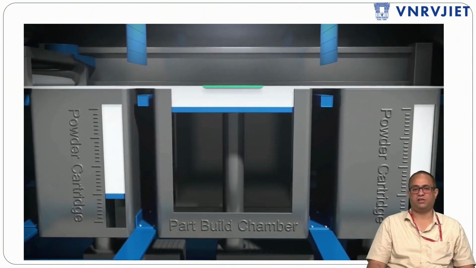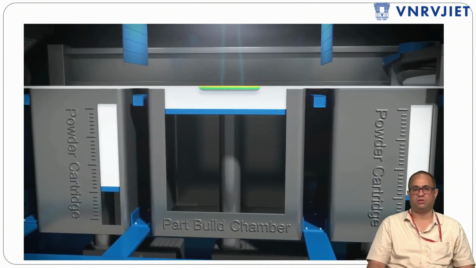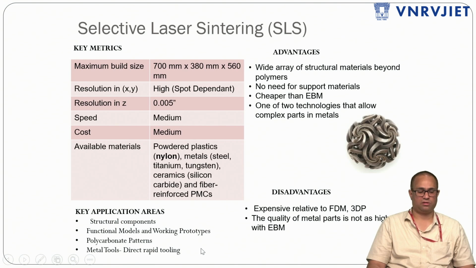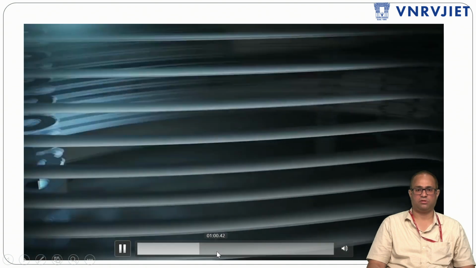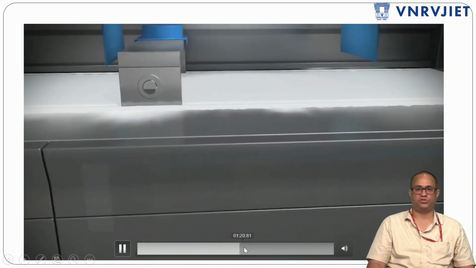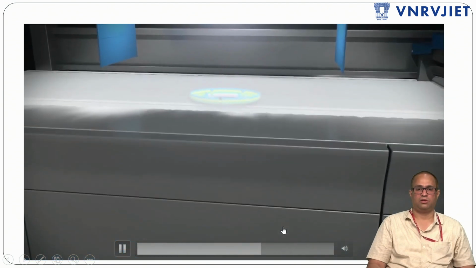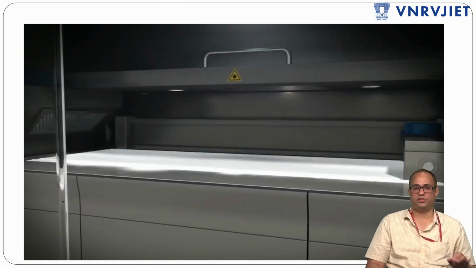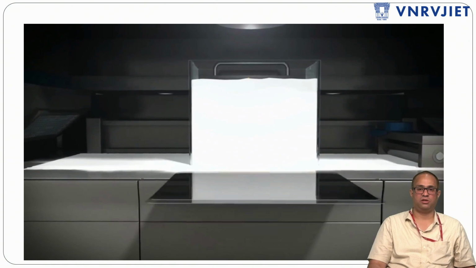As soon as the different layers are completed, the elevator platform, the print chamber, is going to move downwards. You can see here, it's going to move downwards. And then the part is taken outside, and the powder which is stuck is blown off and can be removed with a brush.